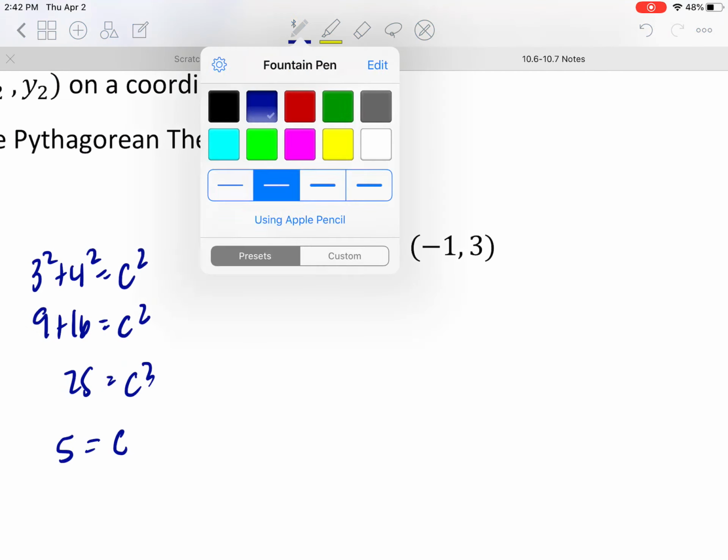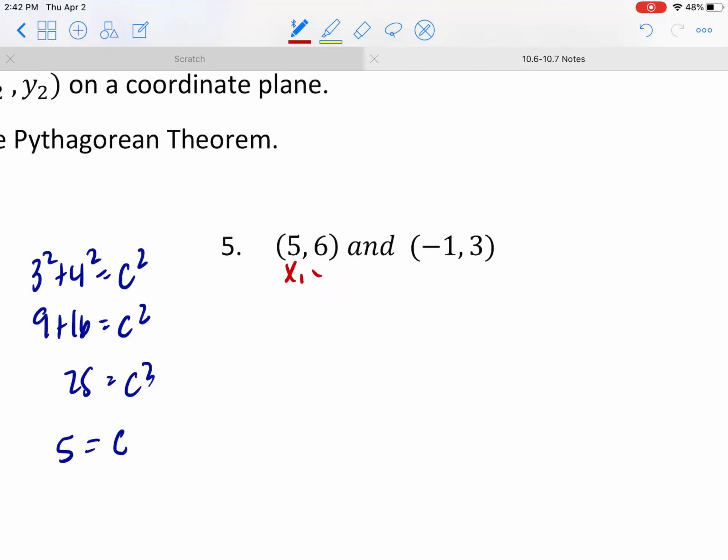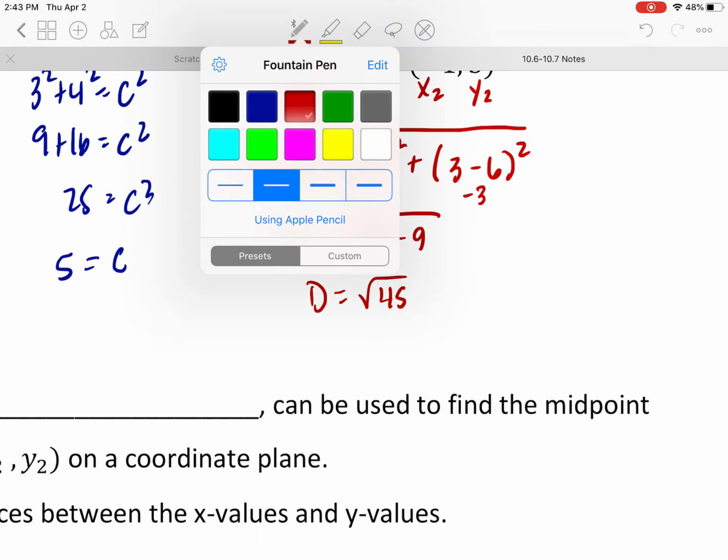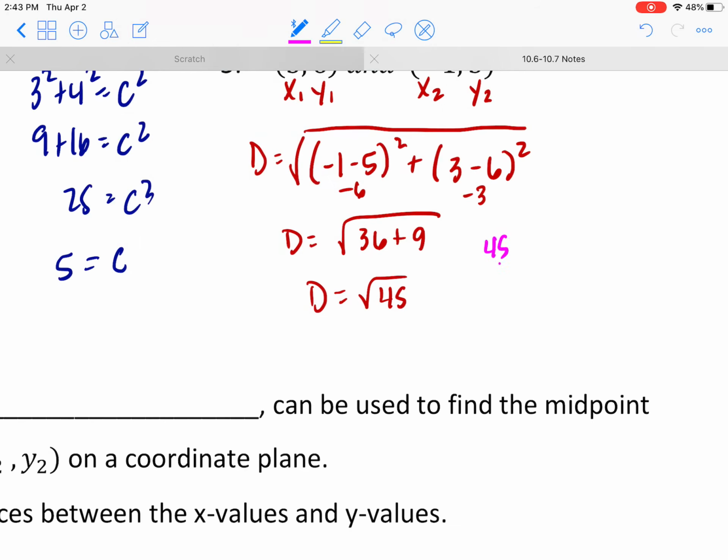So if that made sense, and I'll show you it again with the other, then you can use that. If you prefer to just plug into a formula, it's really up to you. Okay? Let me show you again here. Let's use the formula. So this is x1, y1, x2, y2. So the distance is going to be the square root of x2 minus x1 would be negative 1 minus 5 squared, plus y2 minus y1 would be 3 minus 6 squared. And so that's negative 6 squared, which is 36. That's negative 3 squared, which is 9. And when I add 9 and 36, I get the square root of 45.